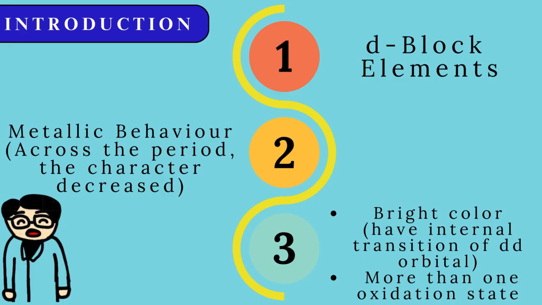Let's begin with the introduction. Basically, first row transition elements are d-block elements, and they have metallic behavior, but across the period, the metallic character decreases. Furthermore, first row transition elements have bright colors due to the internal transition of d-d orbitals, and they also have more than one oxidation state.